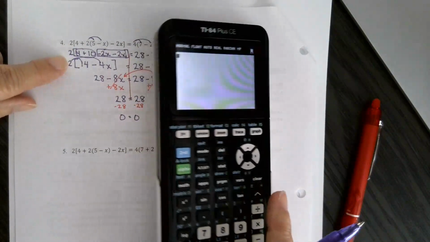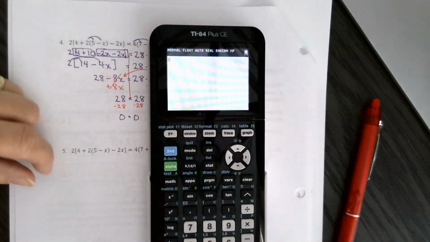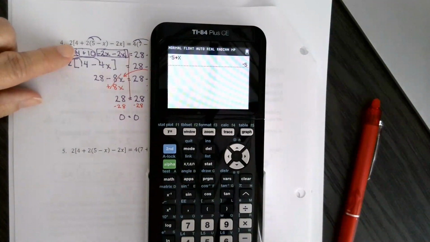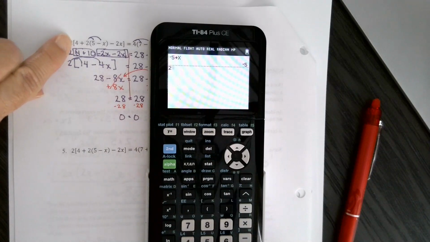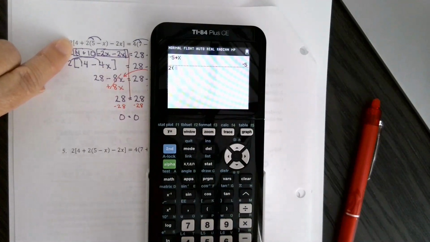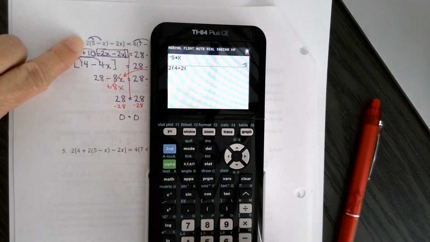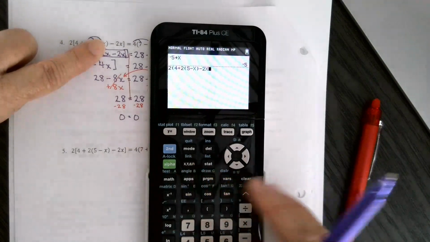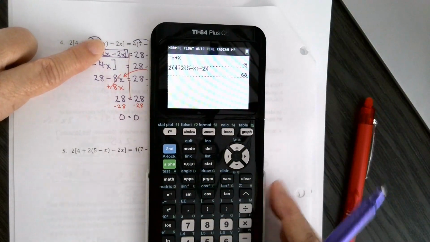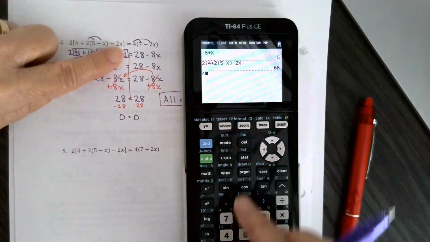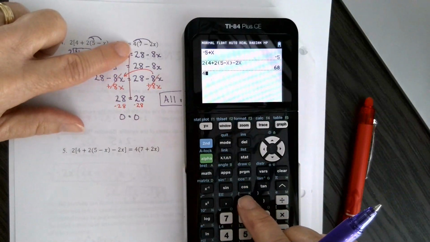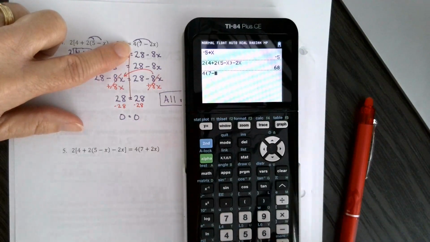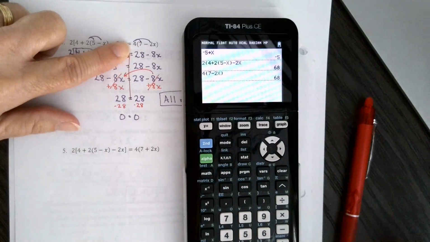So I don't care, pick a number, let's say -5. I'm going to store it under X. I'm going to plug this in and use parentheses right here. So I have 2 beginning parentheses, 4 plus 2 beginning parentheses, 5 minus X ending parentheses, minus 2X. I get 68 on the left side. When I do the right side, 4 parentheses, 7 minus 2X ending parentheses, I still get 68.